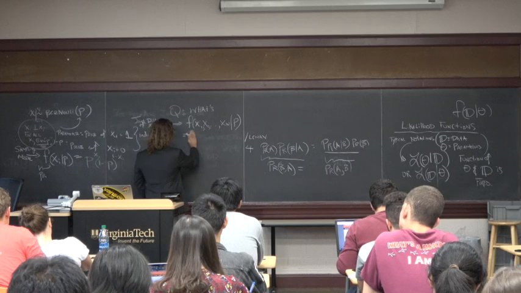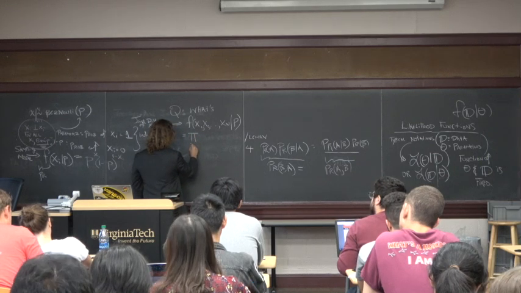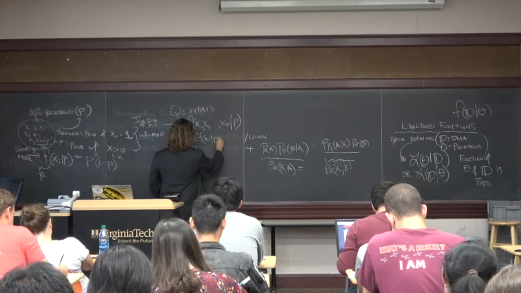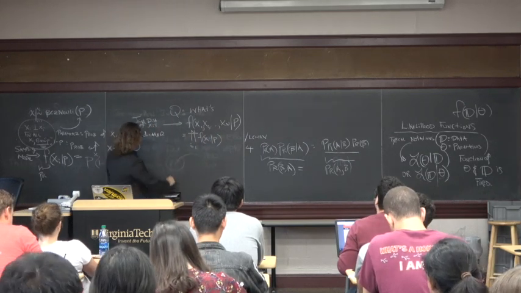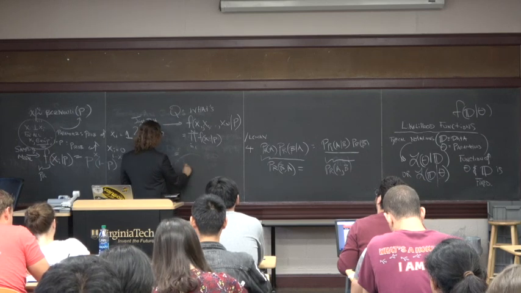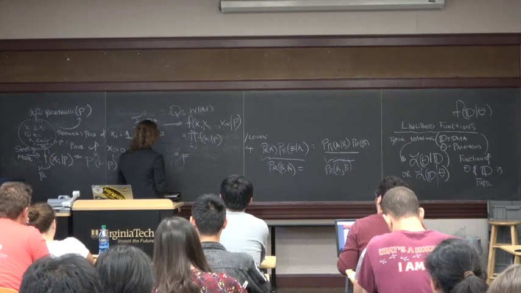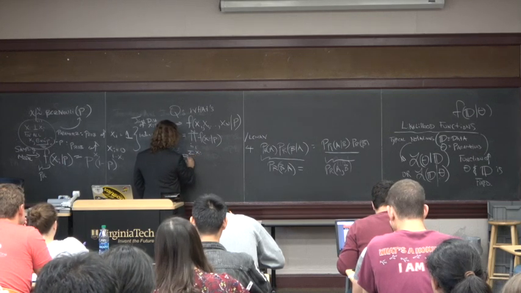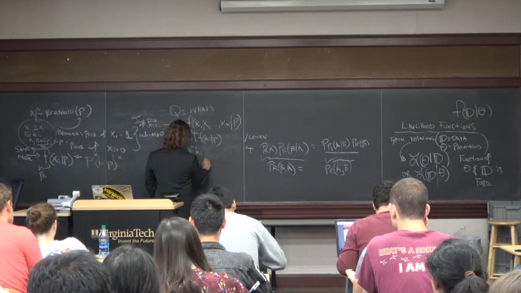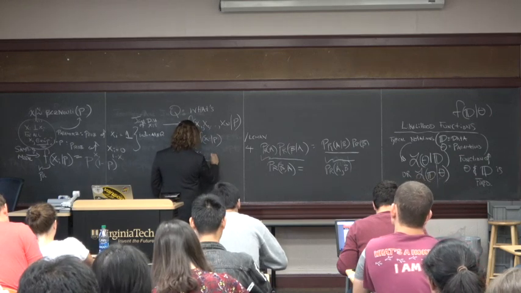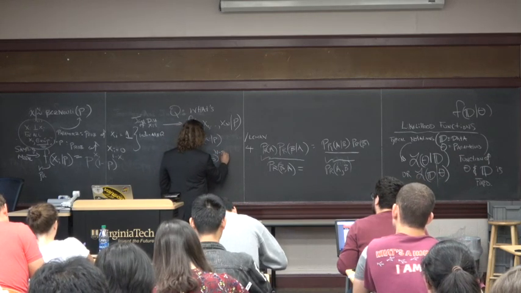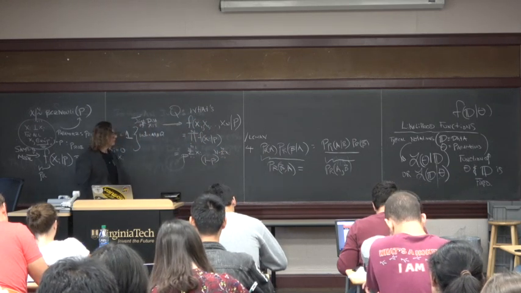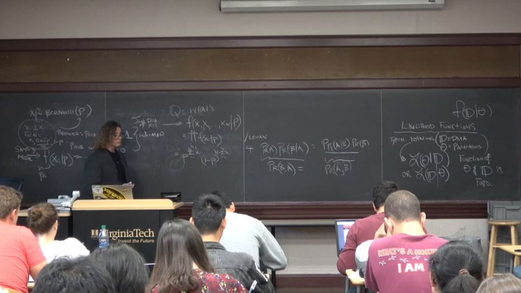So what is this? This is going to be the product, i goes from 1 to n, f of xi given p. So this is going to look like p to the sum of the xi's, i goes from 1 to n, times 1 minus p to the n minus sum of the xi's, i goes from 1 to n. So that's our joint distribution.